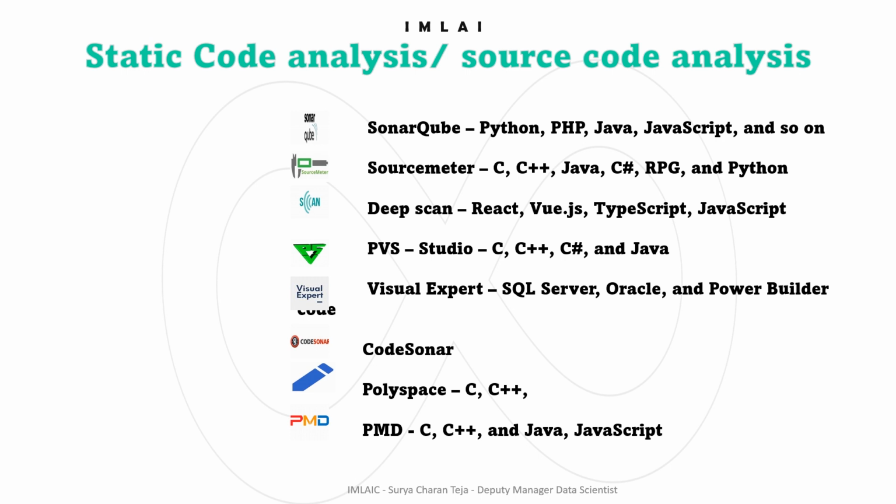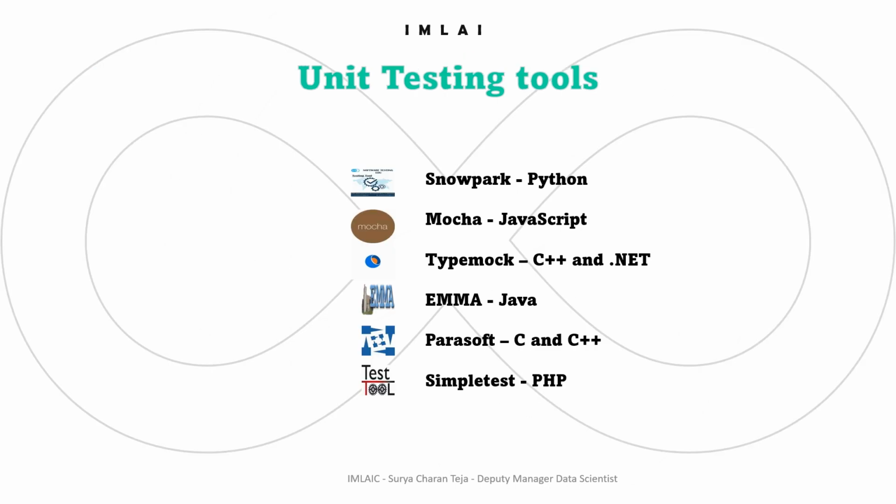Then we will move on to the unit testing tools. These are specifically used for unit testing. Snowpark, this is for Python, widely used. Mocha is for JavaScript. SimpleTest is for PHP. Emma is for Java. And C, C++ and .NET tools are a little far away from my reach because I don't use them much. Basically, we work on Python, Java, these kind of tools only.